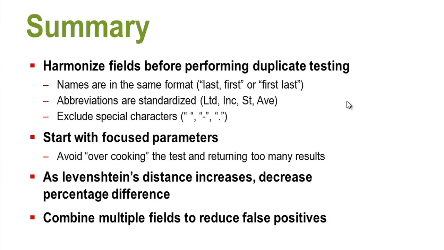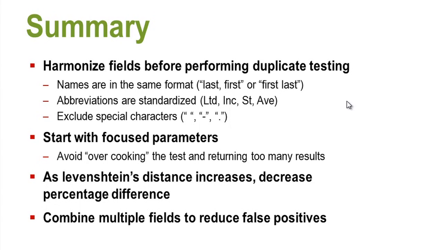Also, start with very focused parameters. In this case, what we did today, we started off with a straight duplicate test, then we expanded the net a little bit by using the Levenshtein distance of 1, then 2, and then 3. That's when we started to notice that we were overcooking our results, so to speak, and coming back with a lot of false positives. So start small and start focused.